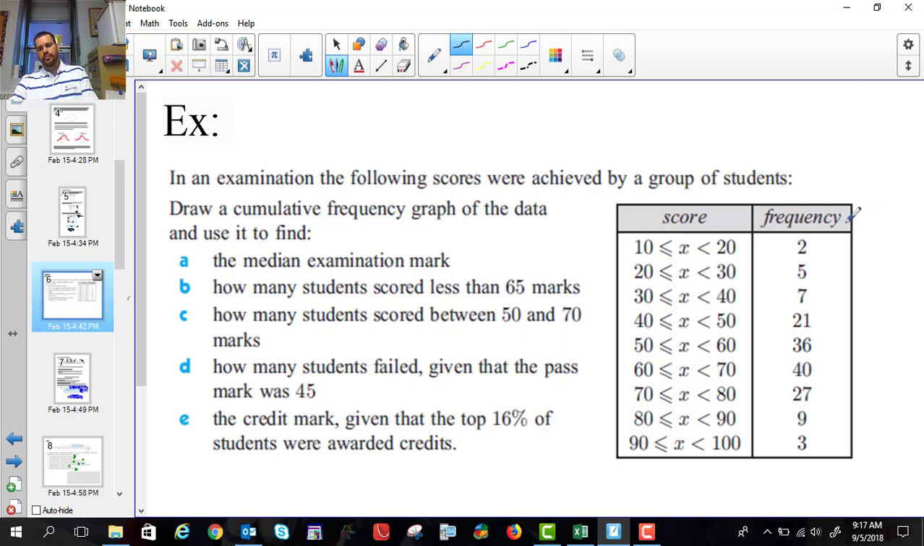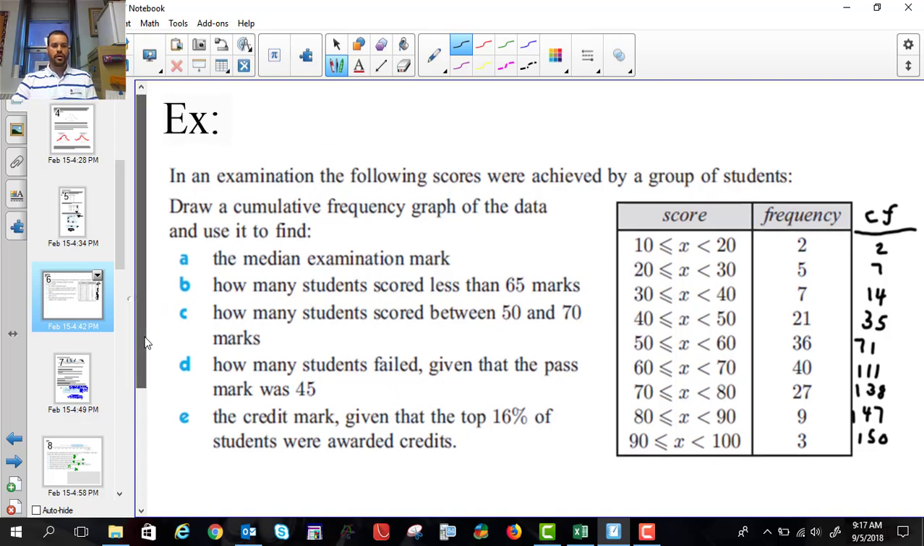So the first thing we're going to do is just get another column here. I'm going to call this the cumulative frequency, so I'm just going to go CF, and I'm going to start adding. So 2, then 7, 7 and 7 is 14. You add 21, you get 35. Add 36 to that, and you get 71. Add 40, you get 111. Add another 27, you get 138. Add 9 more, and you get 147. And then finally add 3, and you get 150. So there's our cumulative frequency.